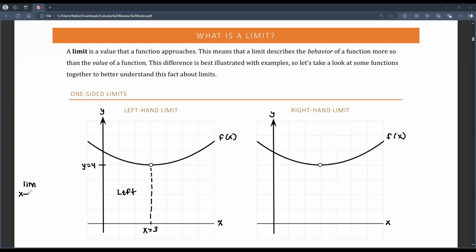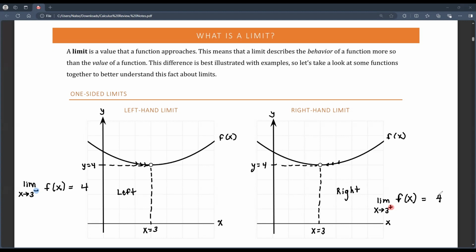To find this limit, we need to follow the path of the function coming from the left-hand side of 3. We would say that the limit of this function f of x as x approaches 3 from the left is 4. And what about the right-hand limit? What is the limit of f of x as x approaches 3 from the right? In this case, the right-hand limit is also 4, because the path of the function nears 4 as x goes to 3, coming from the right-hand side.